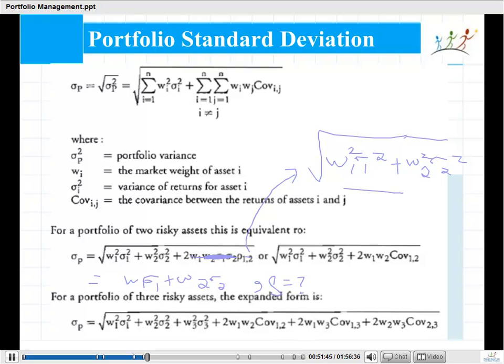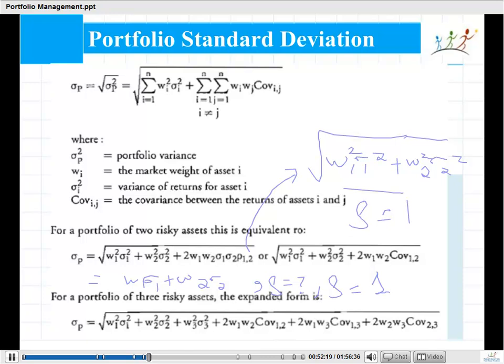The formula for A plus B whole square is A square plus B square plus 2AB. If A is W1 sigma 1 and B is W2 sigma 2, this formula will become A square plus B square plus 2AB only if the correlation is 1. Only if the correlation is 1 will this formula become W1 sigma 1 plus W2 sigma 2. What is the maximum value of correlation?